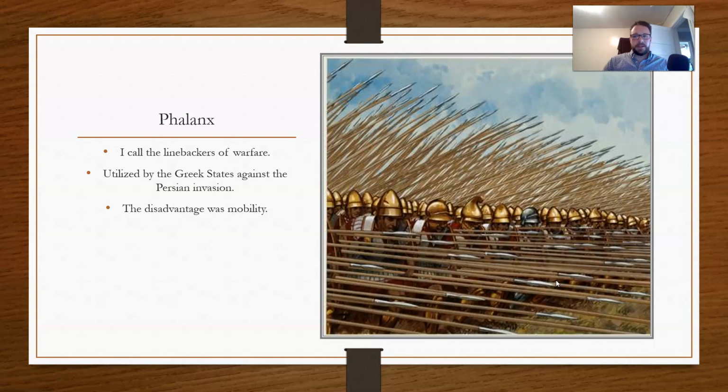Though the disadvantage was mobility. It took a tremendous amount of skill and training to interlock, and you're not going to be very mobile. So that being said, you're going to be vulnerable on your flanks and in the back. Which, of course, the Romans will take full advantage of.